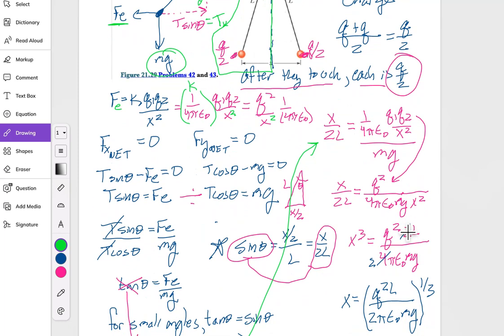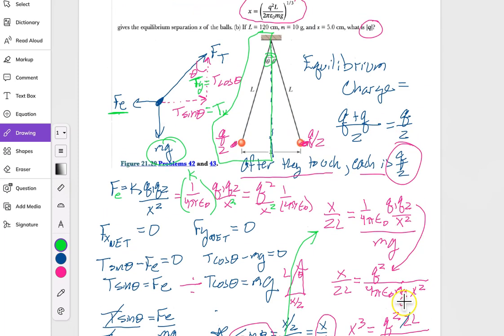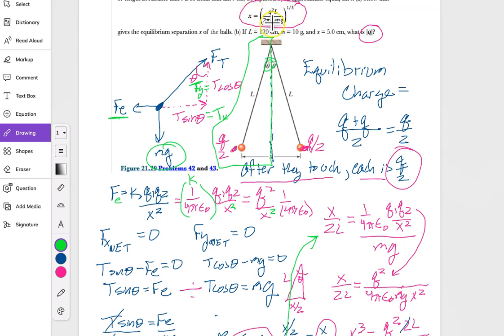Now we're just going to rearrange some things. When we rearrange this equation for x, we're going to multiply both sides by x squared. That makes it x cubed. I'm going to multiply both sides by 2L. When I set this all up, notice the 2 cancels. That gives me 2 pi epsilon naught mg on the bottom. And if I want to get rid of the cube, I just take the cube root of this side. And that is what they wanted us to solve for. So this matches exactly what we have up here.